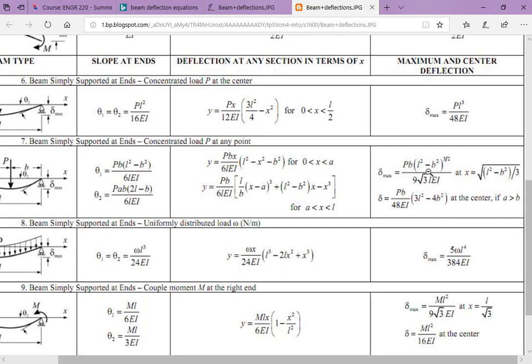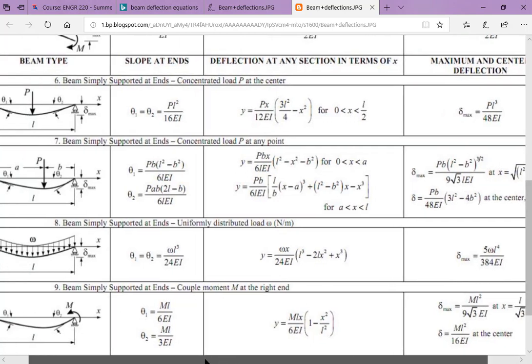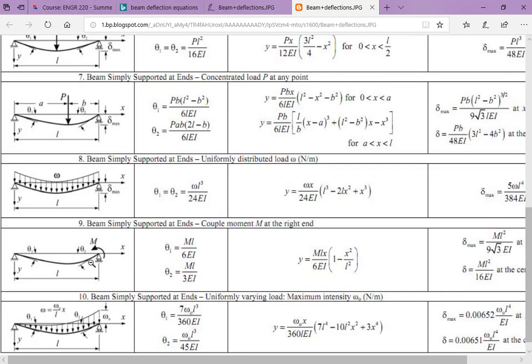So one of them is the maximum deflection, and the other one is the deflection at the center of the beam. A lot of times you're interested in the deflection at the center of the beam, whether or not it's the maximum deflection, so that one gives you that piece of information. There's one with a distributed load. Here's one with a concentrated moment on one end.